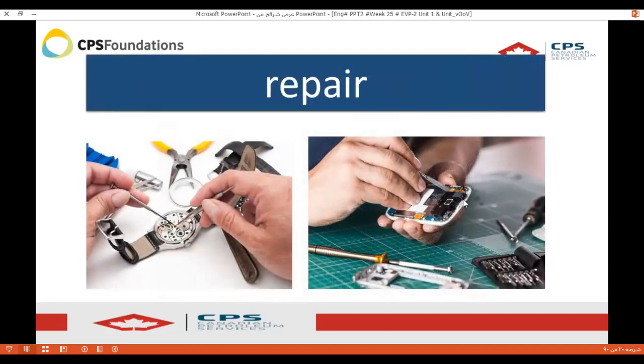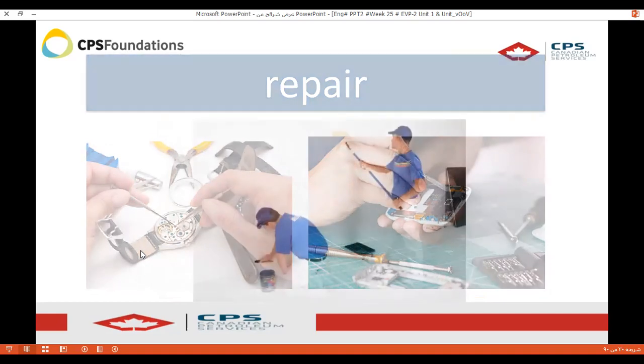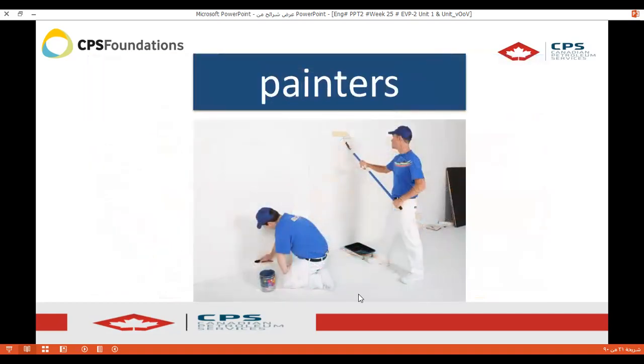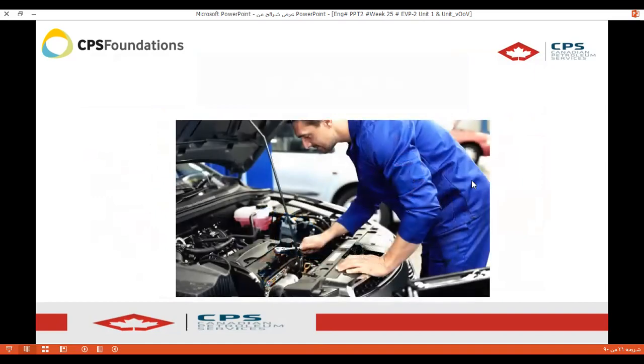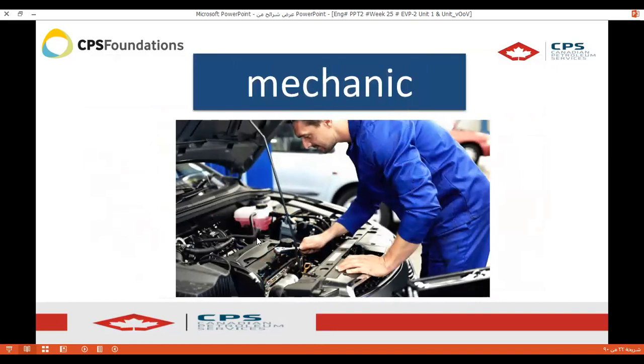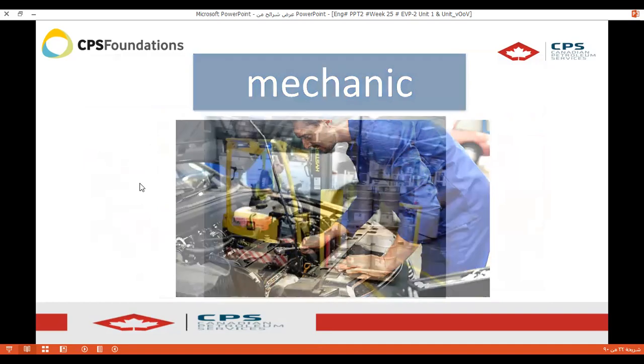Repair. Fix. To repair, maintain, fix. All of them are correct. Here, the man on the right is fixing or repairing a phone. The man on the left is repairing or fixing a watch. What are they doing? They are painting the wall. They are painters. Painters. Okay, what is he doing? He is fixing a car. He is a mechanic. Mechanic.